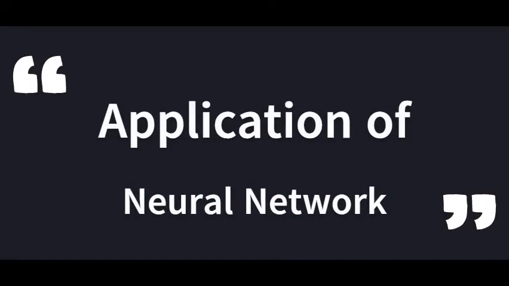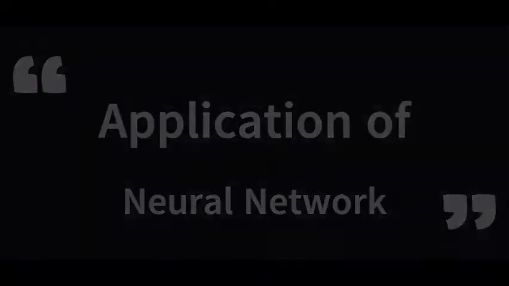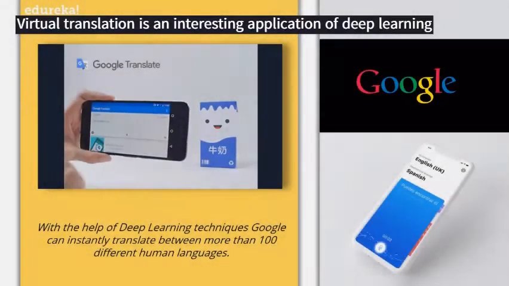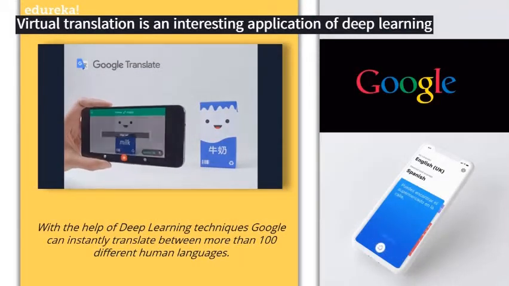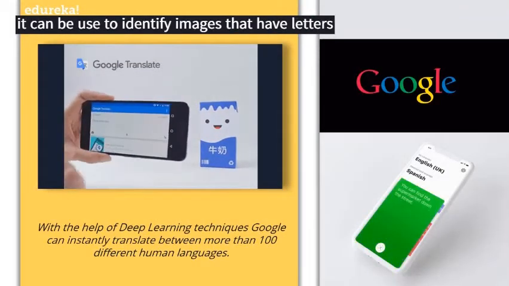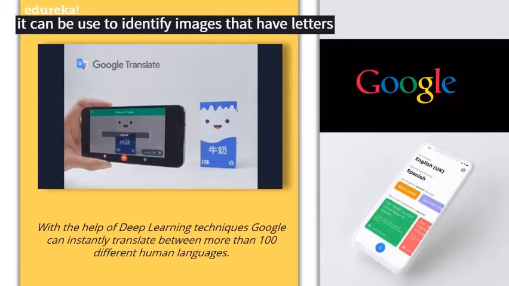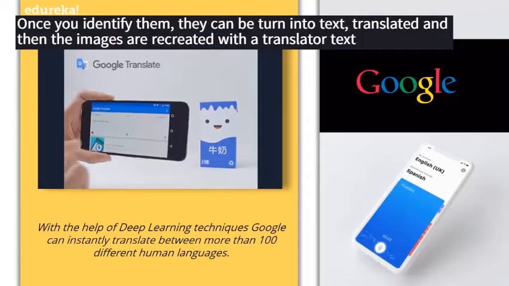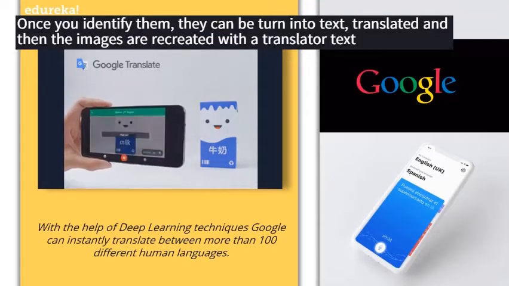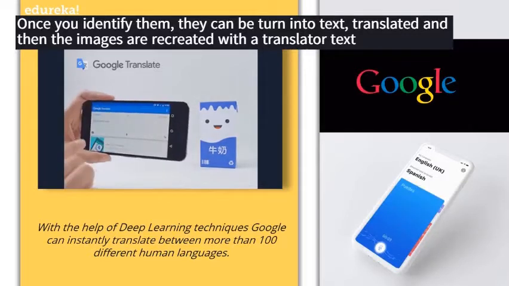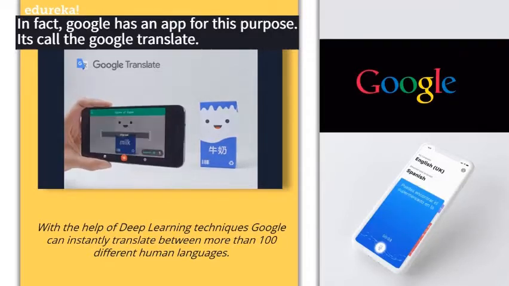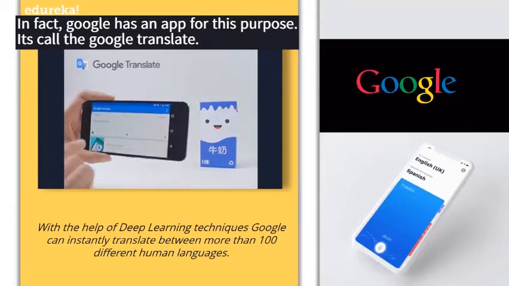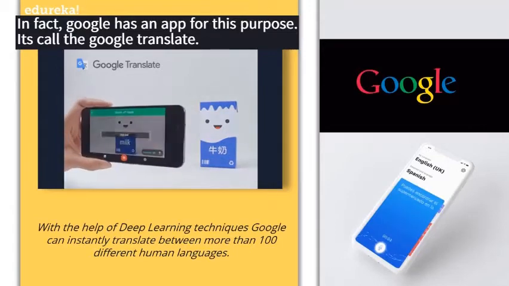This is some application of neural network. Visual translation is an interesting application of deep learning. It can be used to identify images that have letters. Once you identify them, they can be turned into text, translated, and then the images are recreated with translated text. In fact, Google has an app for this purpose. It's called the Google Translate.